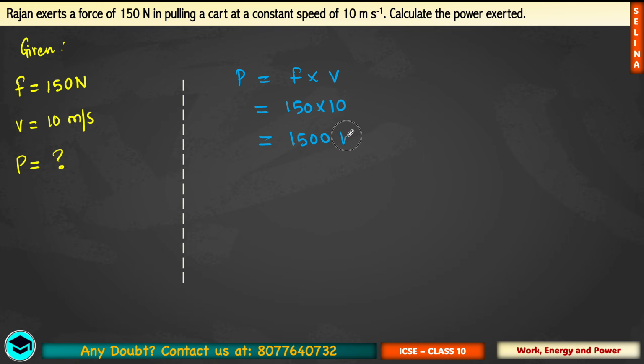What is the unit of power? Watt. So power is given as 1500 watt. Hope that the solution is clear to you all.